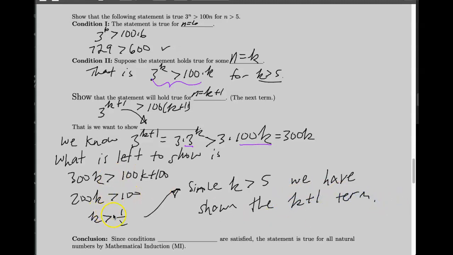The reason is that 300k is greater than 100k plus 100 for k greater than 1/2, and we have that k has to be greater than 5, so this is always going to be true for k greater than 5. So the conclusion is, since conditions 1 and 2 are satisfied, the statement is true for all natural numbers by mathematical induction.